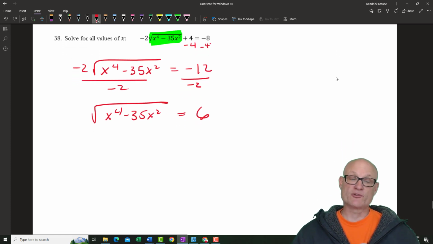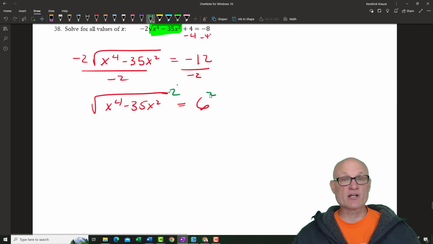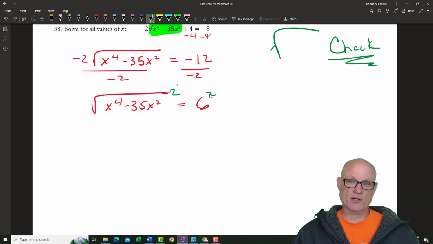Now I'm going to do what? Now you have to draw on what you've learned in the past. I'm going to square both sides. In order to get rid of a radical, you have to square things. But remember, if I see a radical, that means I need to check my answers. Anytime I see a radical, got to check your answers. So when I square both sides, I get x to the 4th minus 35x squared equals 36.